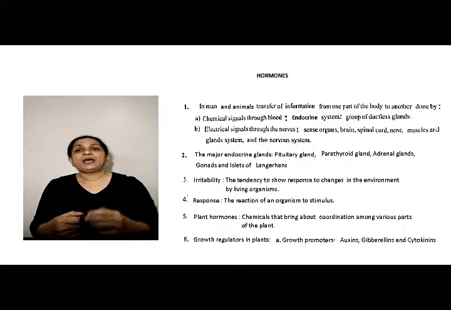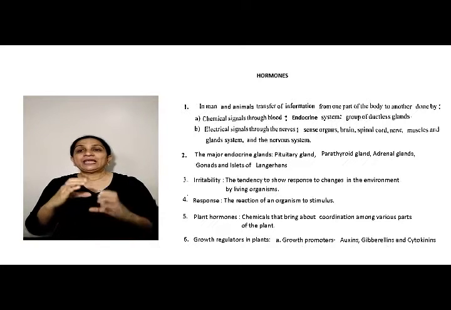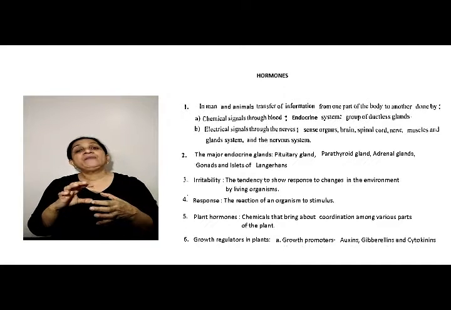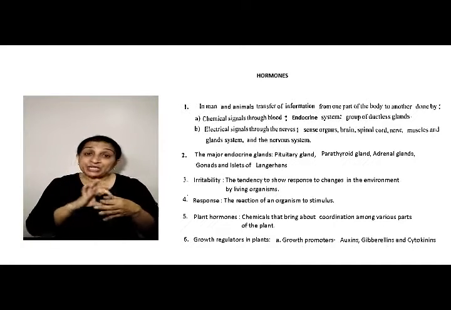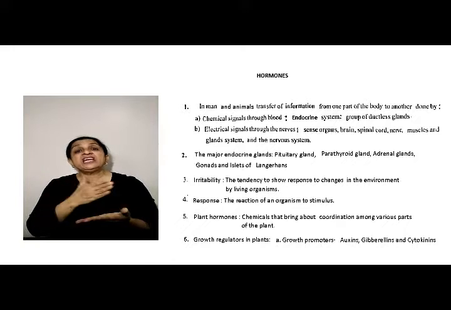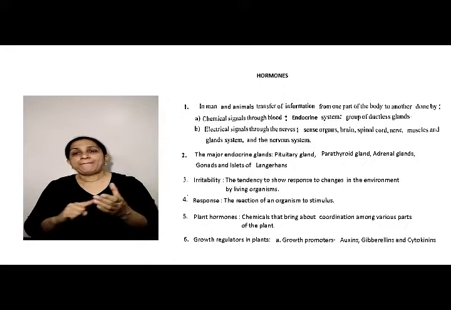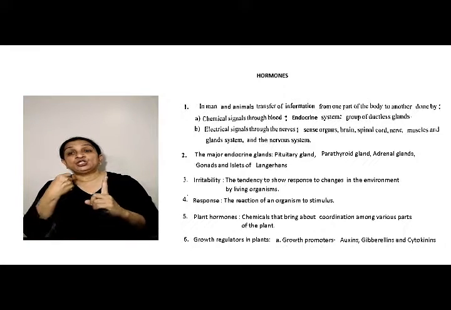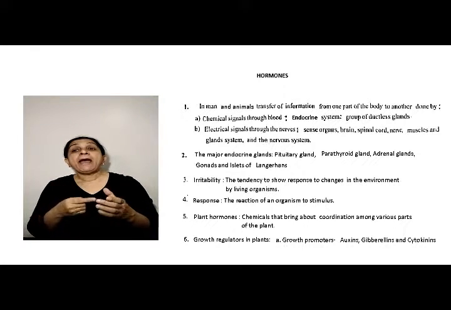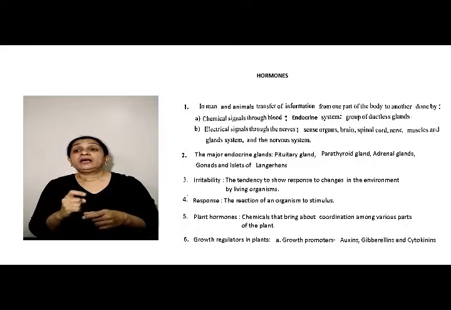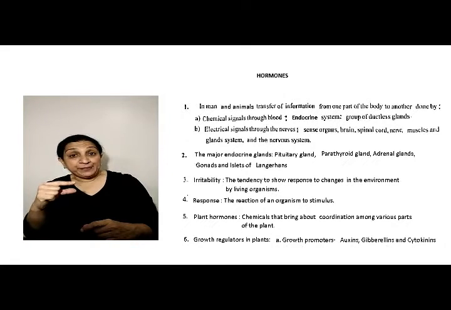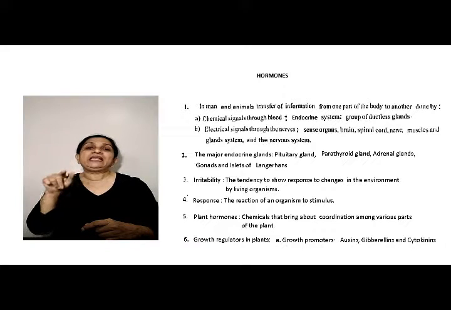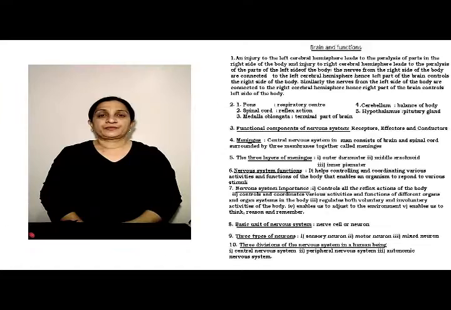Then you have plant hormones. They are the chemicals which bring about coordination among the different parts of the plant. Then you have the growth regulators in plants. They are auxins, gibberellins and cytokinins. You must remember the spelling of each of them.